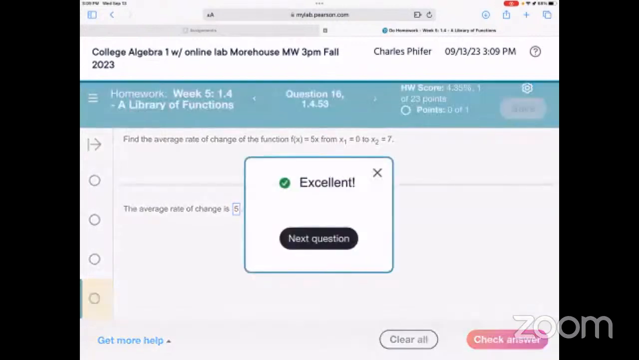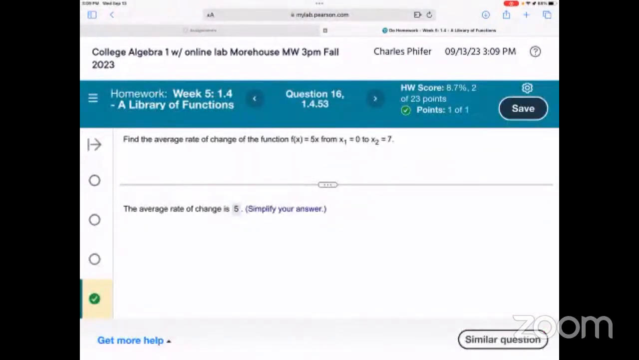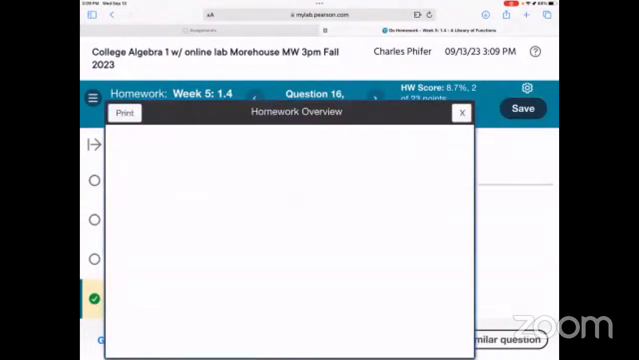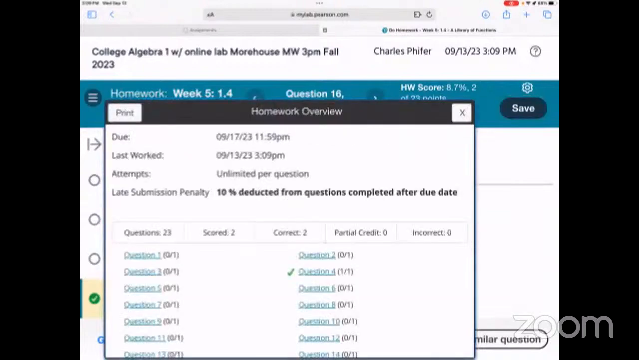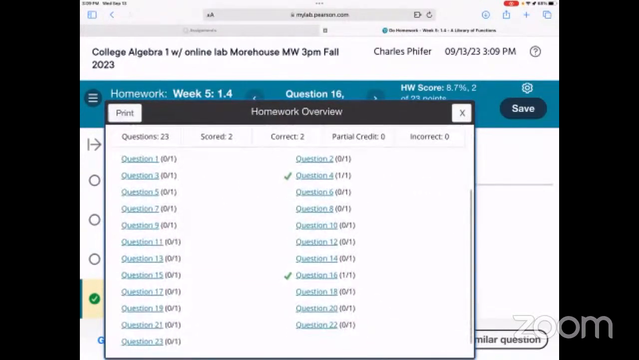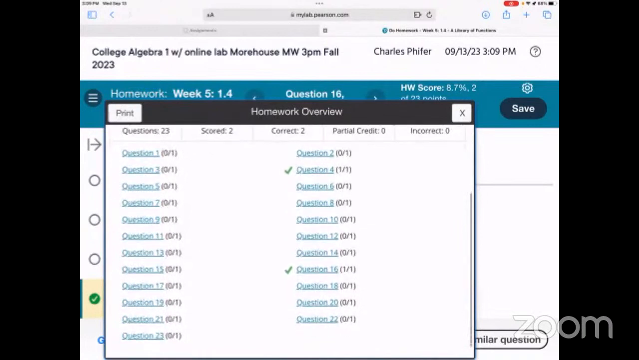Hey Google, give me a random number between 1 and 23. 10. Let's look at question 10. A student in my last class requested 10, but I didn't realize it until I was closing everything down.